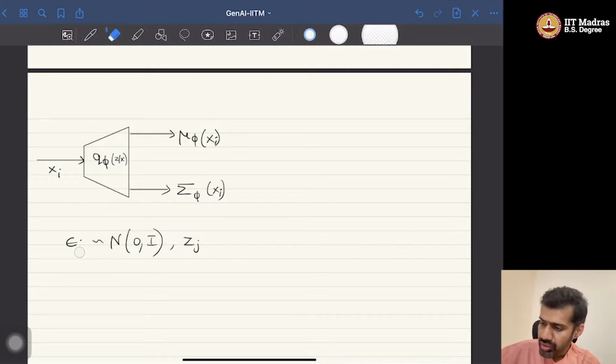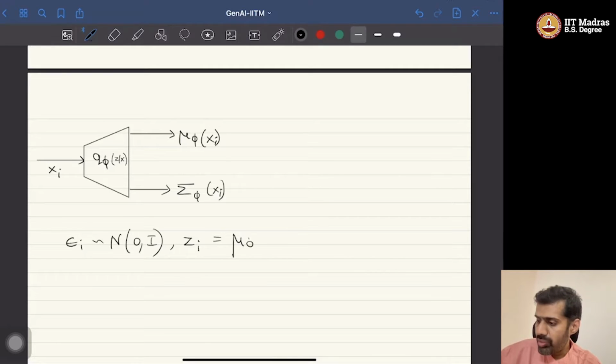Let me call it epsilon i here. I don't want to confuse you with multiple indices. Zi. So Zi is given by just doing reparameterization: mu phi of xi plus sigma phi of xi times epsilon i. This is the reparameterization. Now we will take this Zi and pass it through the decoder.